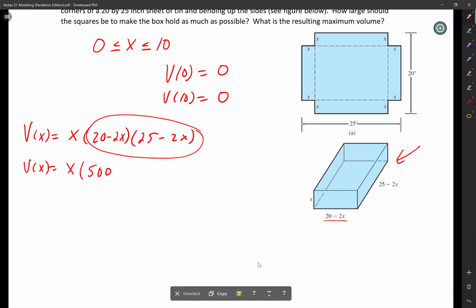20 times 2x, that's minus 40x. 2x times 25, that's another 50x. 2x times 2x, that's going to be a positive 4x squared because negative times a negative is a positive.